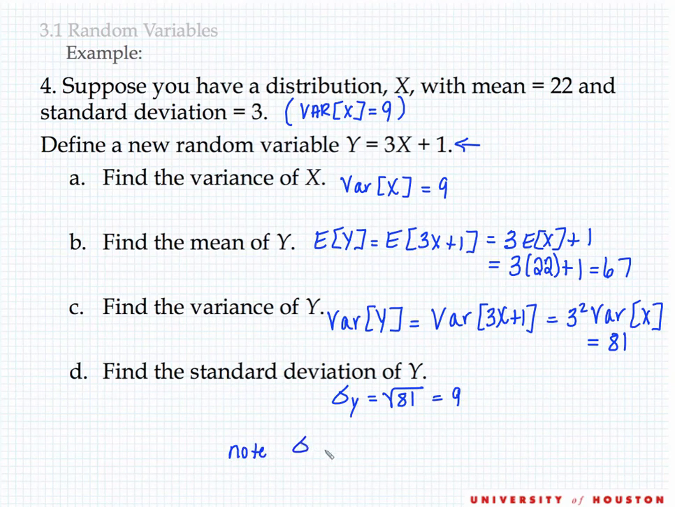Note that the standard deviation, since it's the square root of the variance, so the standard deviation of a times x plus b is just a times the standard deviation of x. So for this problem, 3 times 3.